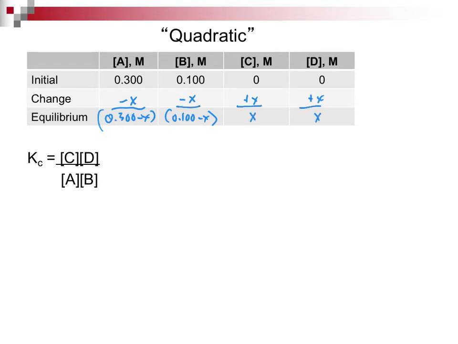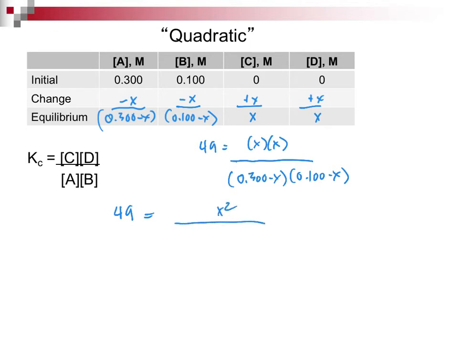So what's going to happen here? Well, we're going to set it up the same way. We're going to say 49 is equal to x times x, divided by 0.300 minus x multiplied by 0.100 minus x. We cannot take a square root here. So I worked each and every detail out. 49 is equal to x squared divided by 0.300 minus 0.400x plus x squared.